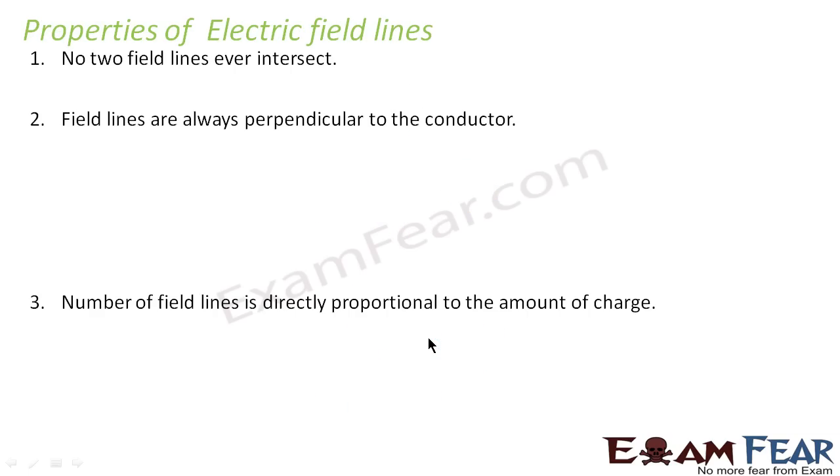Now let us look at certain properties of electric field lines. So the first property says that no two field lines ever intersect. That means two field lines cannot intersect. Why is it so? Just imagine if two field lines intersect. Let us suppose this is one field line, this is another field line and they are intersecting.